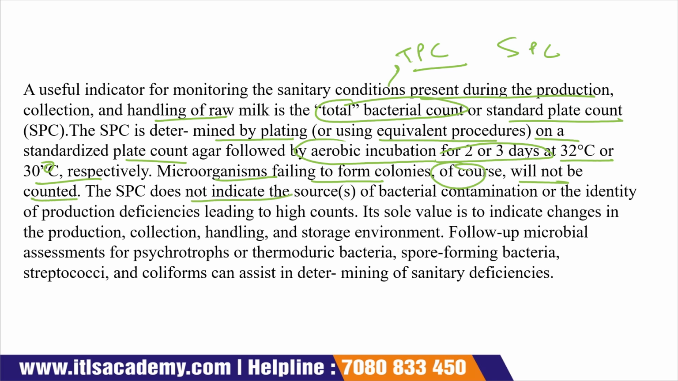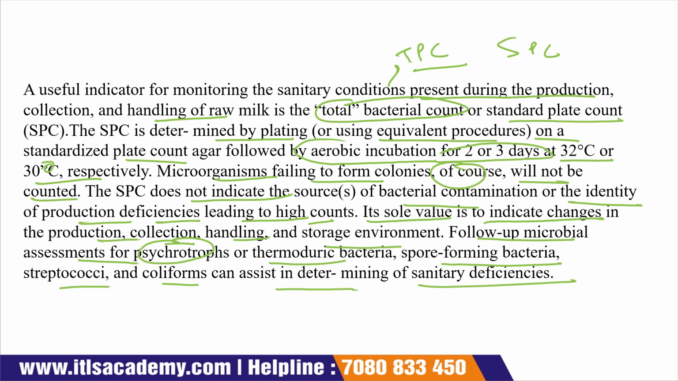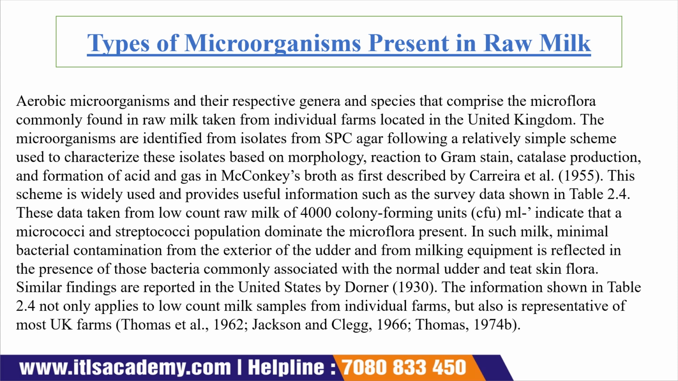The SPC does not indicate the sources of the bacterial contamination or the identity of the production deficiency leading to a high count. Its sole value is to indicate changes in the production, collection, handling, and storage environment. Follow-up microbial assessment for psychrotrophs or thermoduric bacteria, spore-forming bacteria, streptococci, and coliforms can assist in determining the sanitary deficiency. Now the next topic is the types of microorganisms present in raw milk.